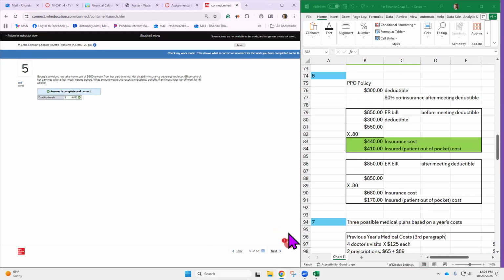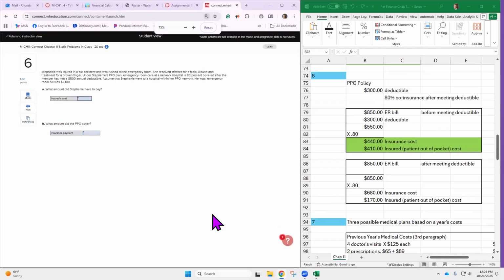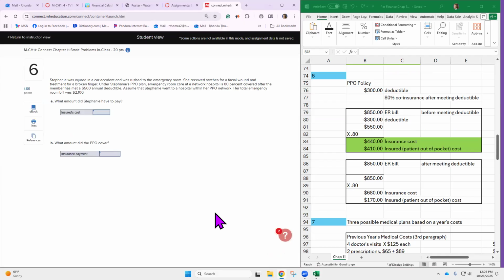Number 6 talks about, instead of an HMO, we are using what's called a PPO. It's a preferred physician organization. So Stephanie was injured in a car accident and went to the emergency room. Her plan covers her emergency room visit with a network hospital, so the hospital has to be in the network. That's another thing you've got to know: is the provider or the hospital in the network? If it's not in the network, it usually costs you more. They call it network and out of network.